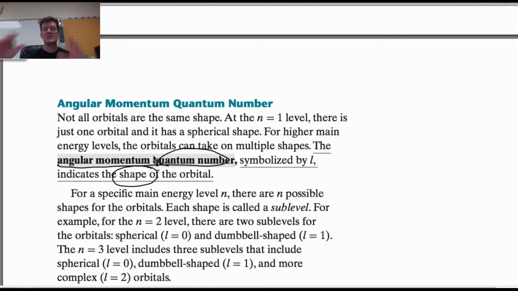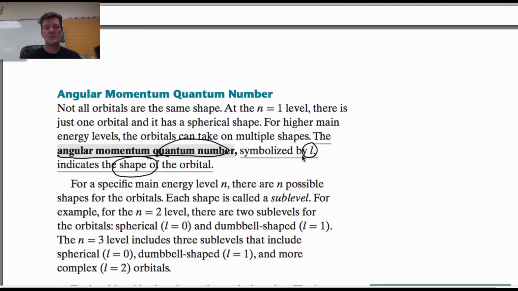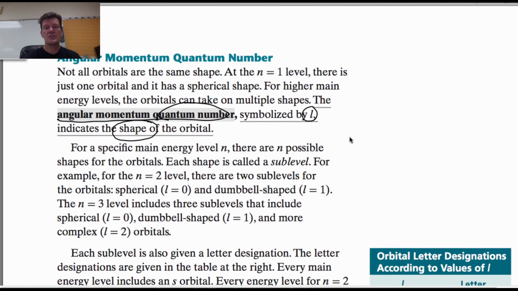Then the next number is called the angular momentum quantum number, and it is telling us the shape of the orbital. Remember, it's either spherical, or a dumbbell P, or it's the funky D ones, and we're going to use the letter L, and we're going to use a number there as well. Those numbers are S is 0, P is 1, D is 2, F, when we get up to the higher energy levels, is 3.